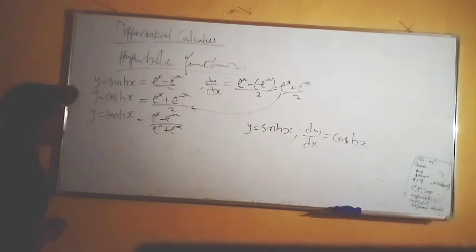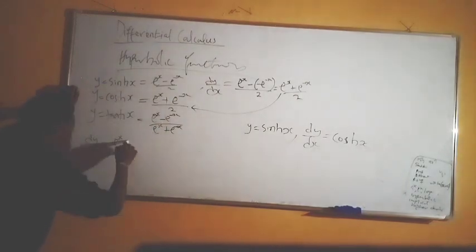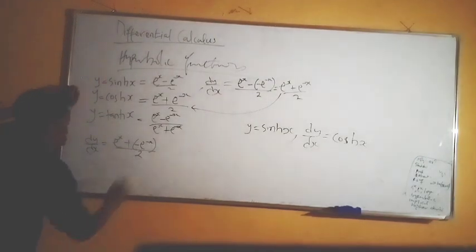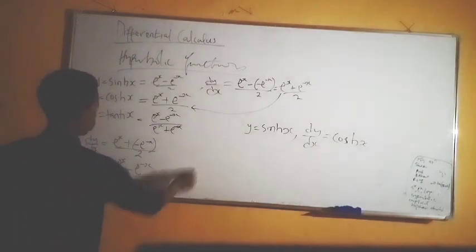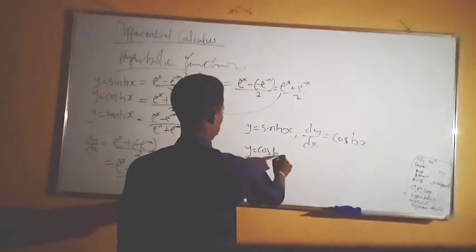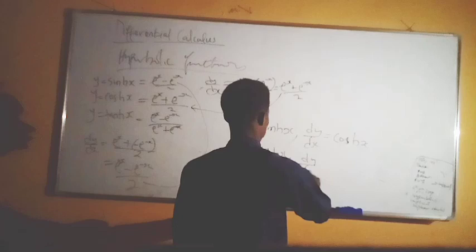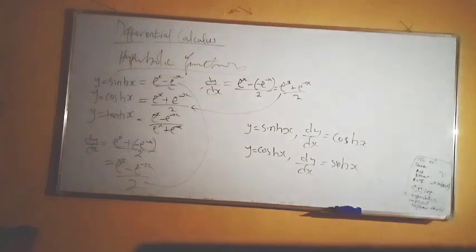So if we differentiate it, we know that dy/dx for cosh is what? E raised to power x plus, differentiating this, we have minus minus e raised to power minus x over 2. This gives us what? E raised to power x minus e raised to power minus x over 2. Looking at this, we know it's the same as the sinh function. So therefore, if y is equal to cosh x, dy/dx is sinh x. So that is it.